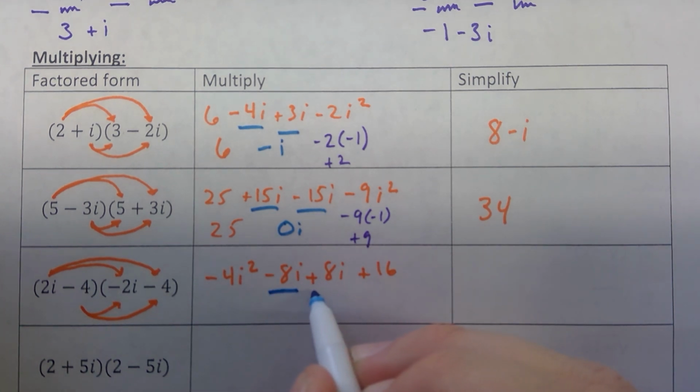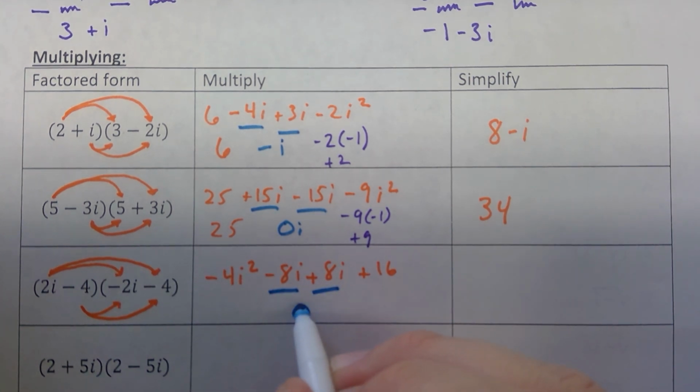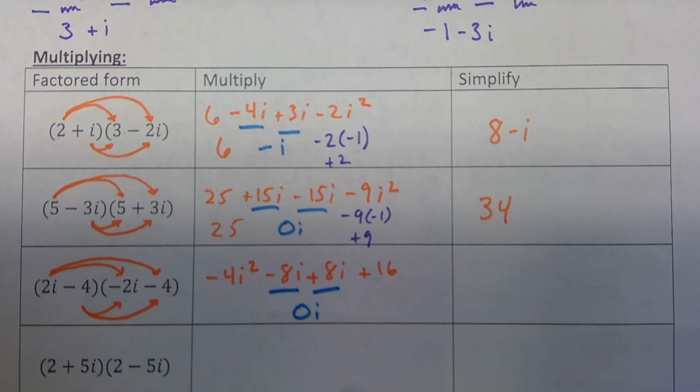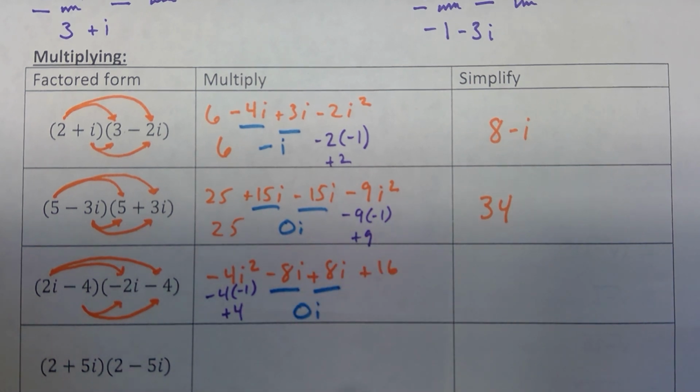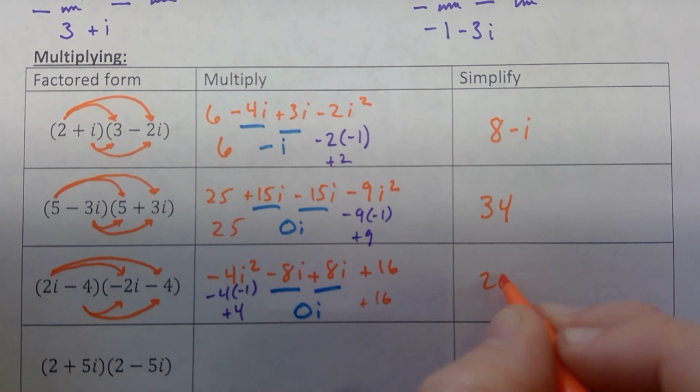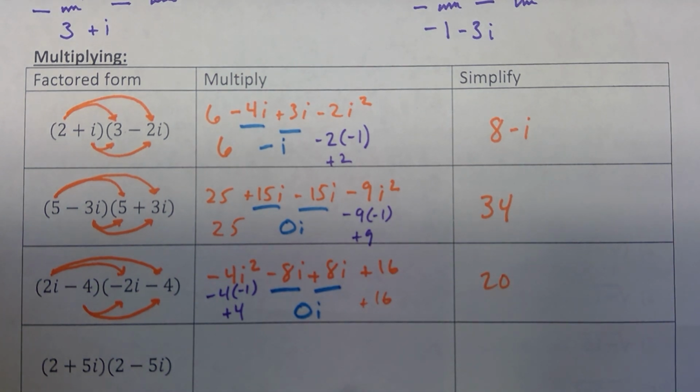we've got this -8i plus 8i is 0i. And then we've got our i squared, so -4 times -1, also plus 4. And we still have our plus 16 over here, and that's going to come out to 20. If you have a question on this last one, feel free to work it out on your own, and I can check it for you. But I'll leave that one to you.